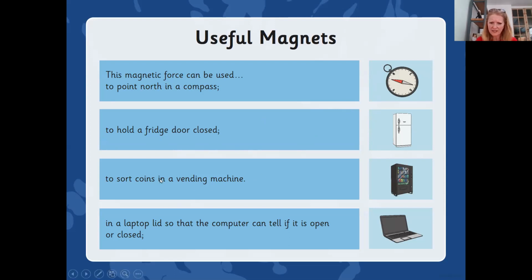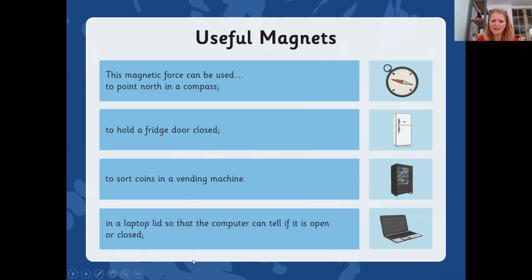And this was a really interesting one. I didn't know this, that the coins in a vending machine are sorted using magnets. I wonder which coins are magnetic and which ones aren't, if they can be sorted using magnets. Maybe you could have a go at some of the coins that you might have in your house.